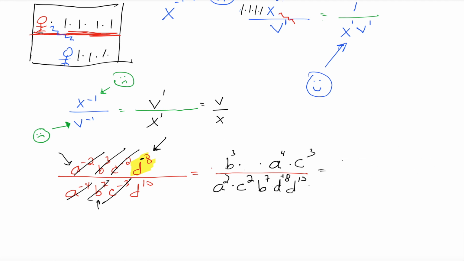So now we have, oh, and I can make a note of, so you see what's going on in the future. So now I have a to the 4th, b to the 3rd, c to the 3rd, over a squared, and then I have b to the 7th. So I took care of that one. B to the 7th, took care of that one. C squared took care of that one.